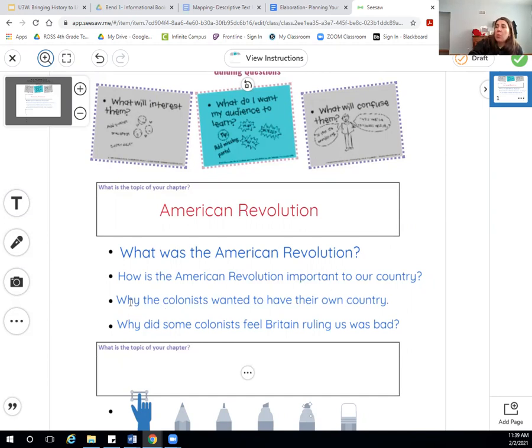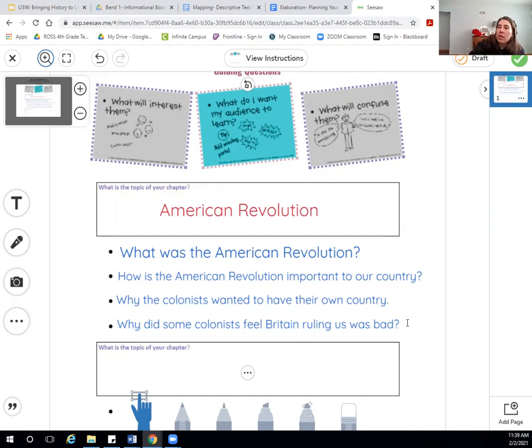And then I thought about what I wanted the audience to learn. Maybe they don't know, but why did the colonists want to have their own country? Maybe that's confusing to them. Maybe I want the audience to learn that, but I also think that could be confusing. Like, why did we want to have our own country?